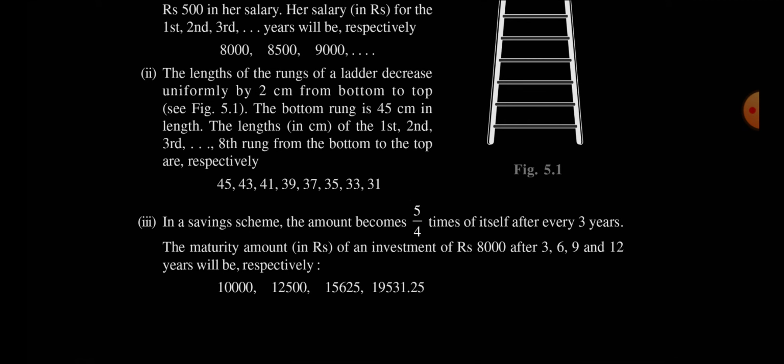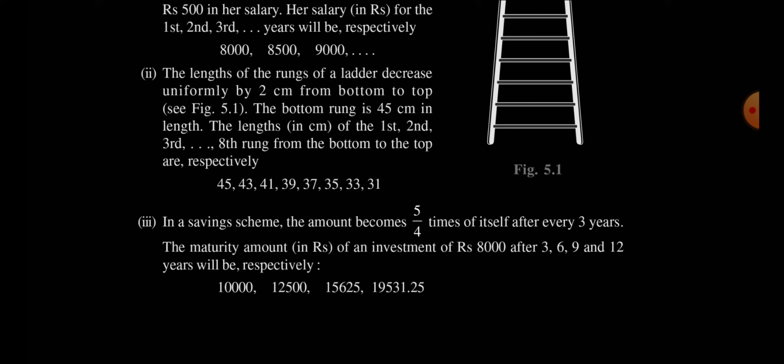Number 2. The length of the rungs of a ladder decreases uniformly by 2 centimeters from bottom to top, as seen in figure 5.1. The bottom rung is 45 centimeters in length. The lengths in centimeters of the first, second, third, up to eighth rung from bottom to the top are respectively 45, 43, 41, 39, 37, 35, 33, 31.